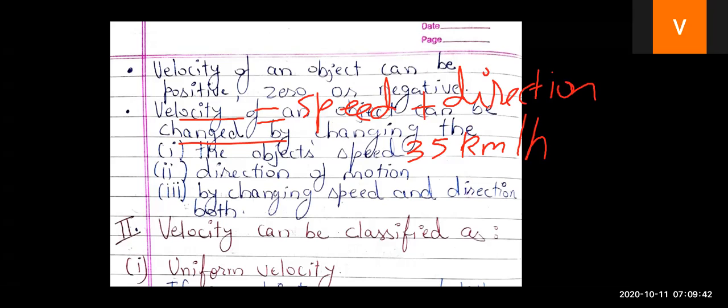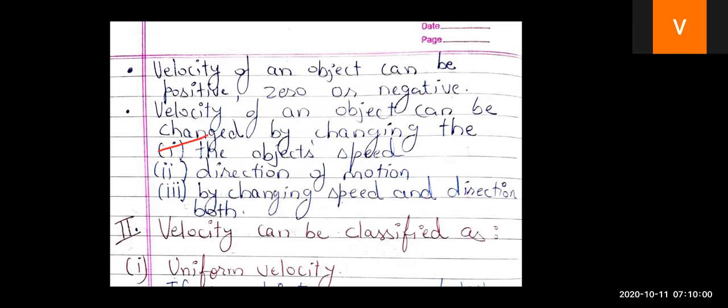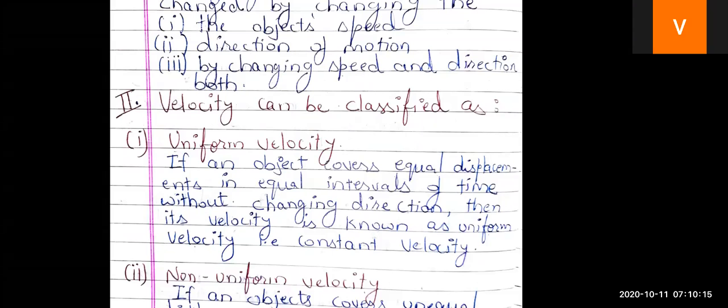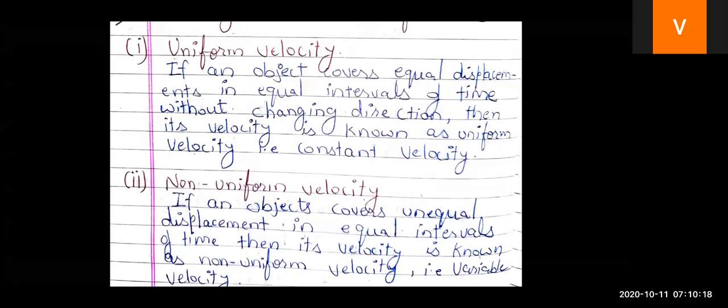Now, suppose you change the direction. You take a turn, right? Initially, you were moving on a straight path. Now you have changed your direction. So on changing the direction, the velocity changes. And if you change both the speed as well as the direction, then also velocity will be changed. So velocity can be changed by changing the object's speed, by changing the direction of motion, and by changing both speed as well as the direction of motion. Right, children?